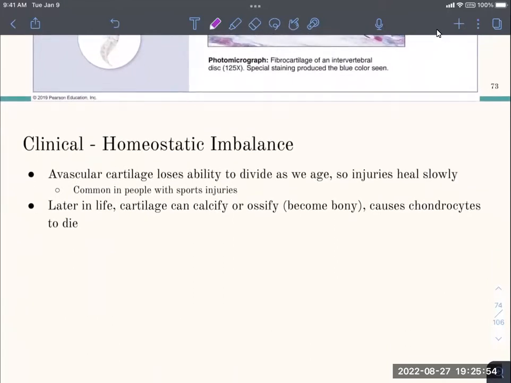So since cartilage is avascular, it loses its ability to divide as we get older. So when we get injured, the older you are, the longer it actually takes to heal from an injury. The other problem as we get older is cartilage could start to calcify or ossify. So cartilage starts to become bony because those chondrocytes actually start to die off. And that's not a good thing. That's why staying more mobile, older in life, can actually help prevent some of that.